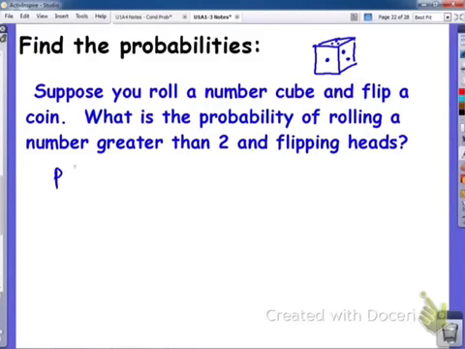So I'm going to write this down. The probability of rolling a number greater than 2. Copy that down just like I have it. Rolling a number greater than 2, X is greater than 2, and flipping heads.